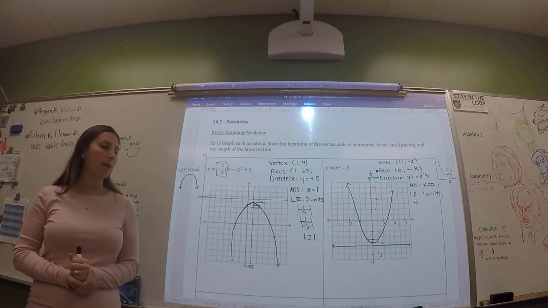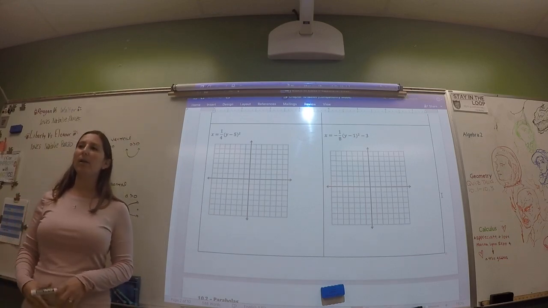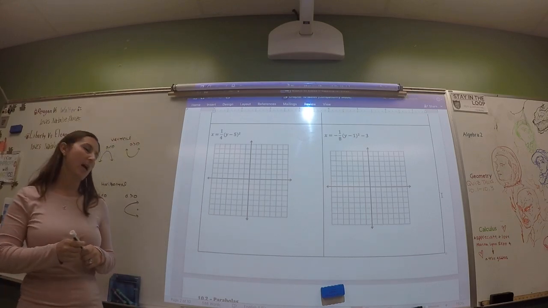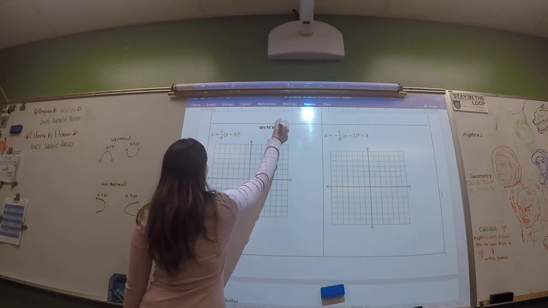Oh my god, I put my latus rectum on the vertex instead of... So in a horizontal parabola, your vertex has to be identified backwards.